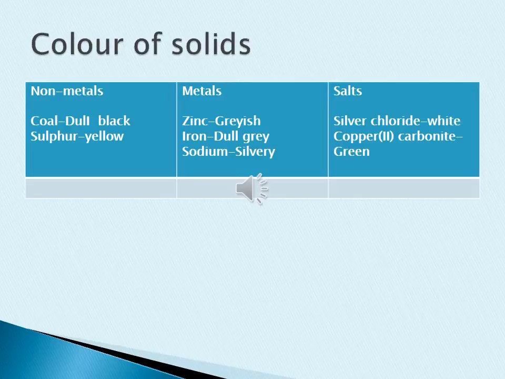First of all, color of solids. In the color of solids, non-metals, metals, salts are in separate columns. What are the differences between the non-metals and metals? How do we identify them? Metals can be beaten.